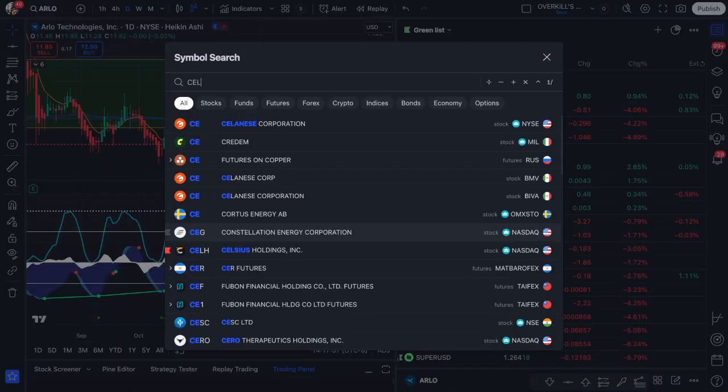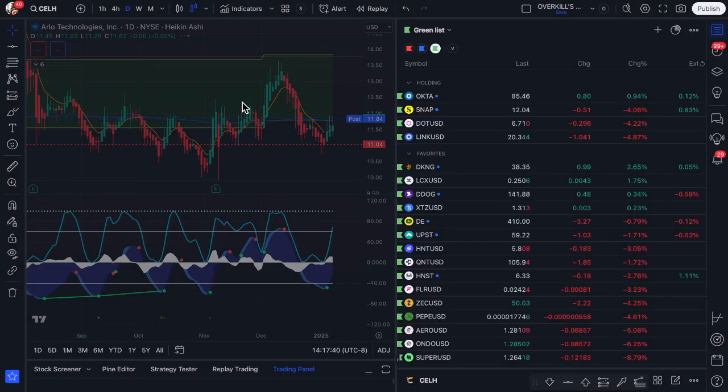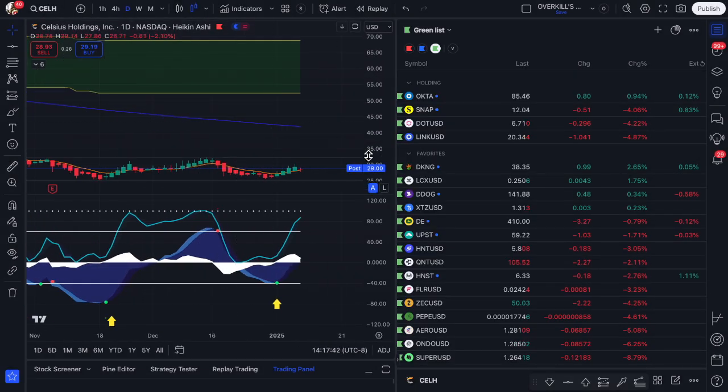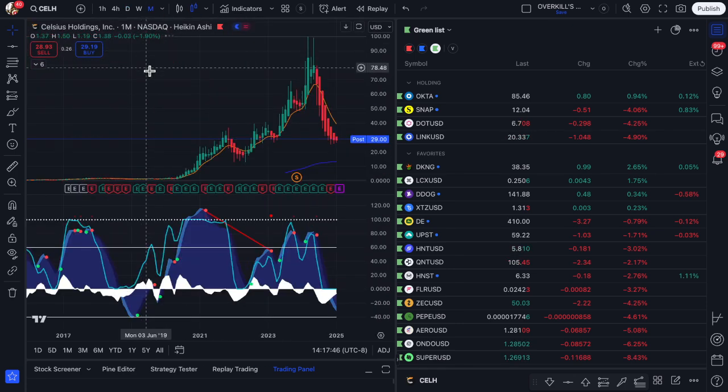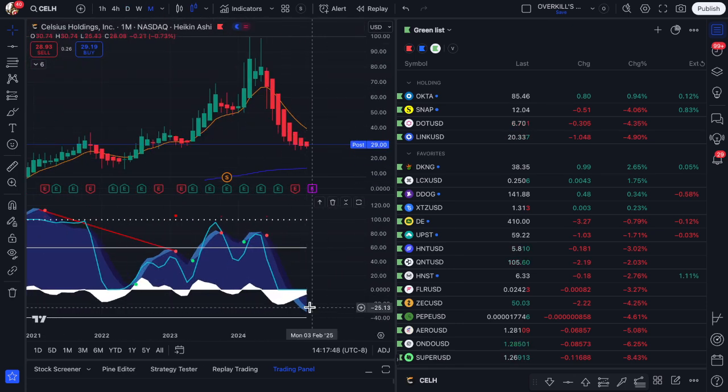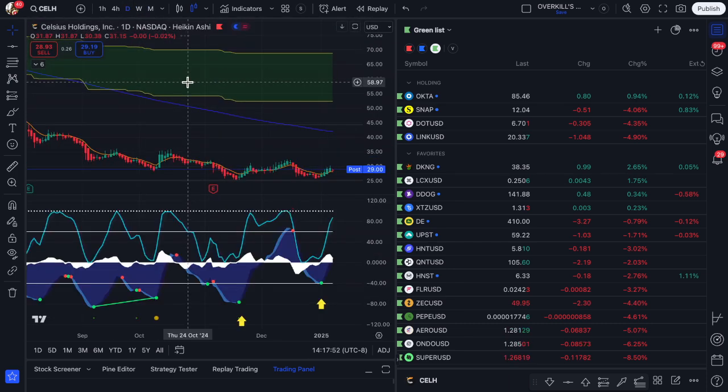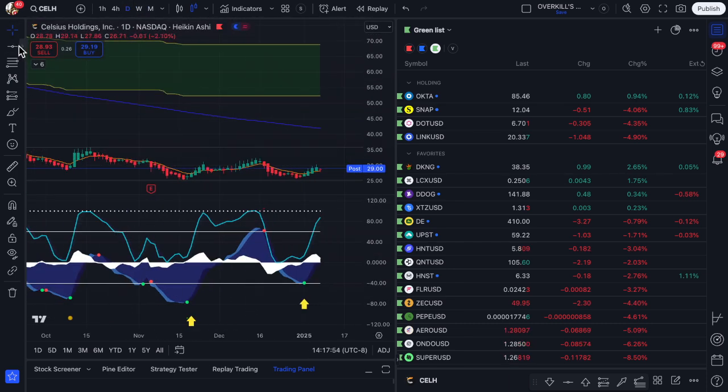CELH. Everyone's watching CELH now. I still think it's a great company. It's sitting at $29. I think we were buying it around 26, and I ended up selling it at 28 or something. I just want to see the green dot on the monthly. I think that thing is going to come. I think this company is making a lot of money. The current stop loss on the name is going to be right there at 25.